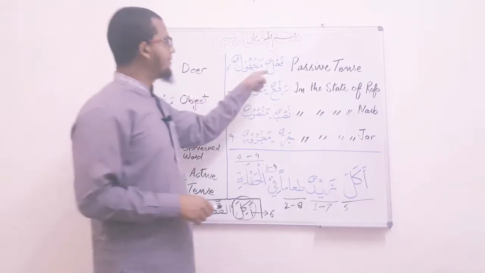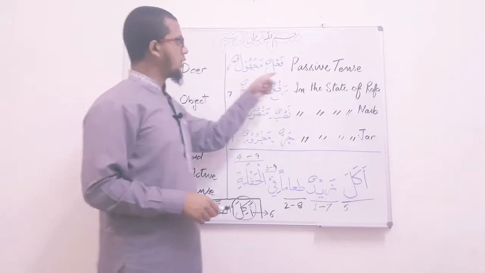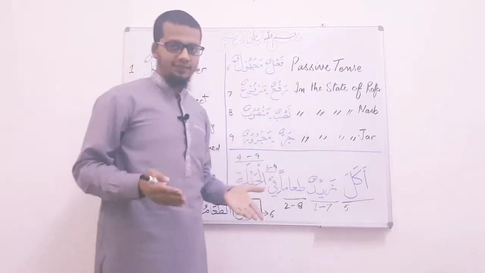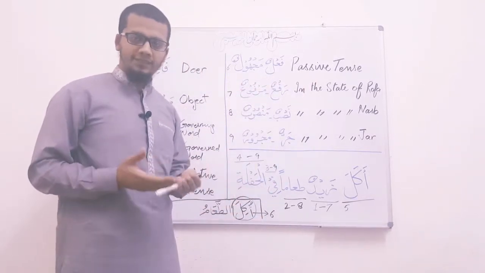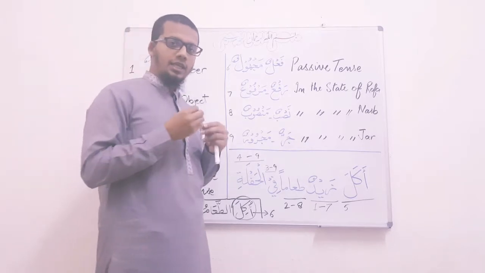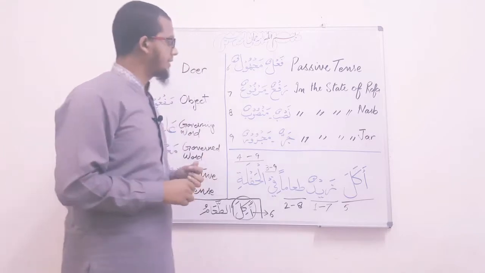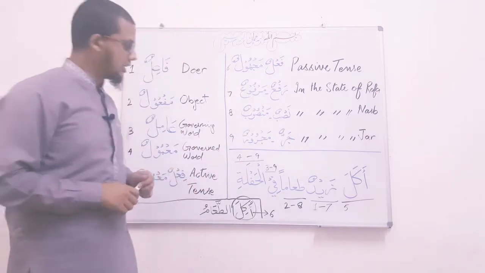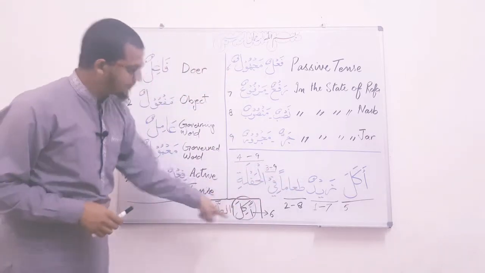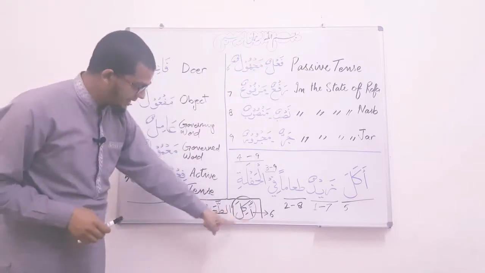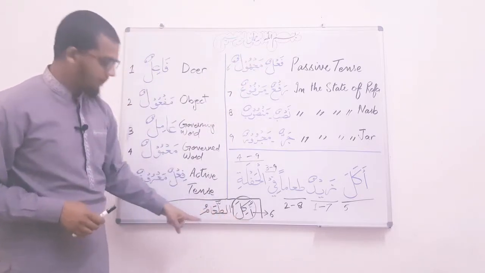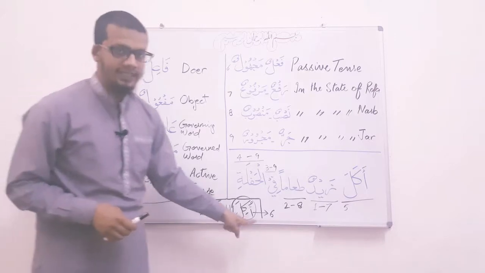Then next we have fi'l majhul. In English we call it passive tense. And as you know, the passive tense is a tense in which the doer or the subject is not very clear, like the active tense. So we have another example only for fi'l majhul, which is here. Ukilat ta'amu. The food was eaten.